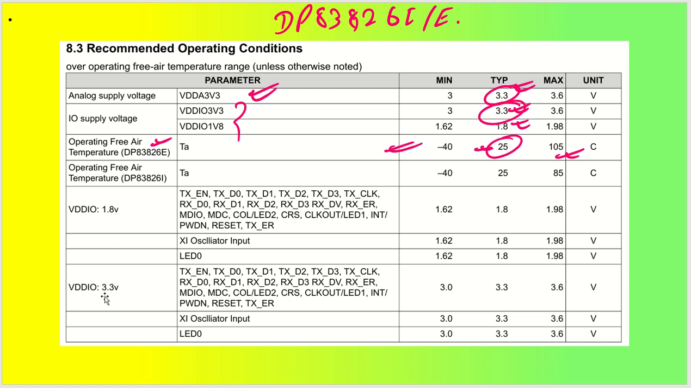So these were the things. Now, if you talk about VDDIO at 3.3 volts, we have a lot of pins like the transmit enable pin, the transmit data lines D0, D1, D2, D3, and the transmit clock signals. All of these have 3.3 volt logic levels. Similar to the transmit lines, we have receive lines, management data IO, management data clock, and LED indicators, all having 3.3 volt logic. We also have the oscillator input, which is a logic level of 3.3 volt.